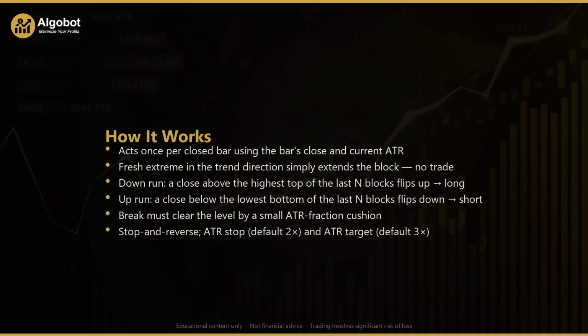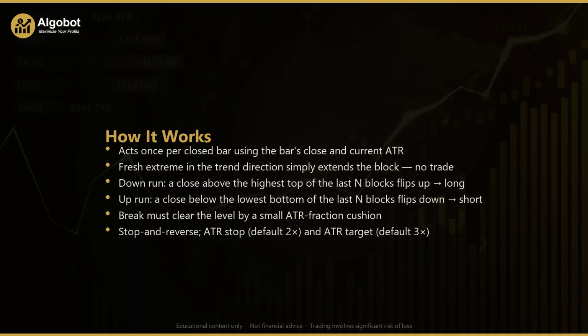When a flip is confirmed, the expert advisor manages the trade in a stop and reverse fashion. It first closes any existing position carrying its magic number, then opens the new trade in the flip direction. The protective stop is placed at a distance of the ATR stop multiplier times the ATR, defaulting to 2 times ATR. The take profit is set at the ATR take profit multiplier times the ATR, defaulting to 3 times ATR, giving a reward to risk framing of 3 to 2.